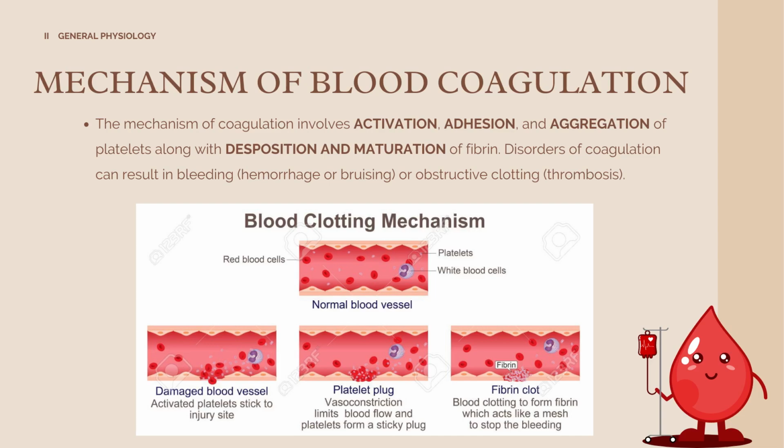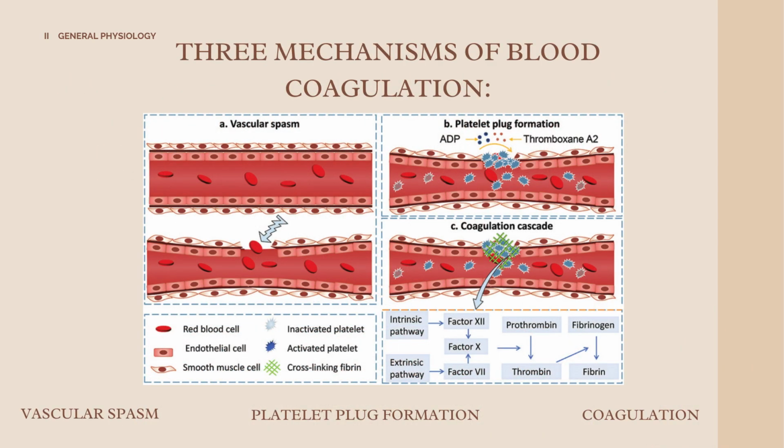So as you can see on the third picture, the fibrin clot acts like a sort of mesh that stops the bleeding. So these are the three mechanisms of blood coagulation. These are the vascular spasm, the platelet plug formation, and the last one, the coagulation.